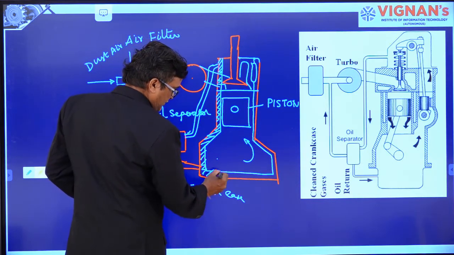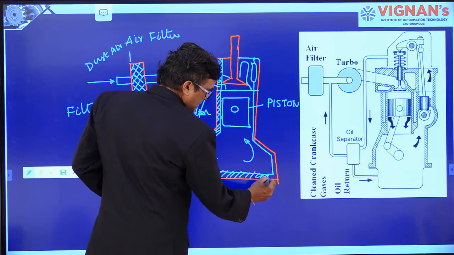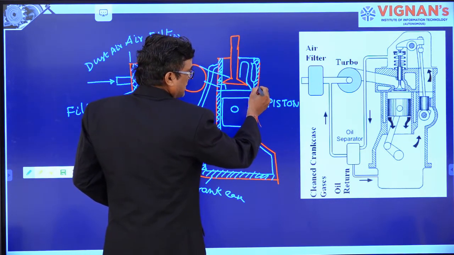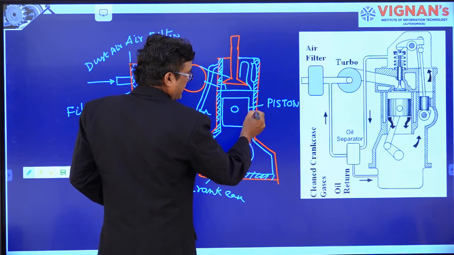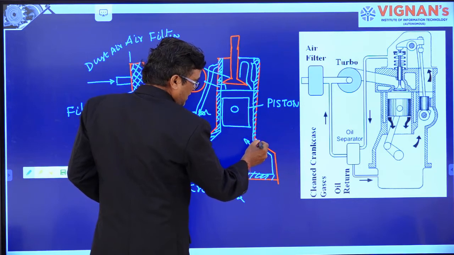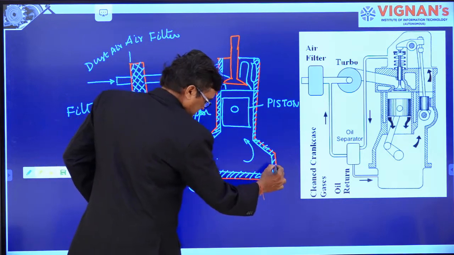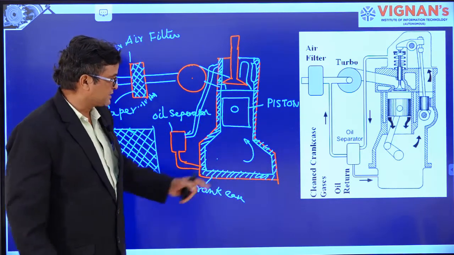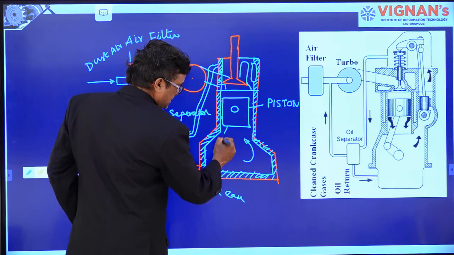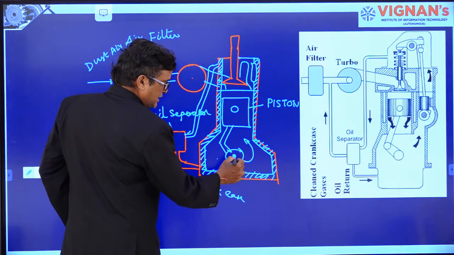This is a cut section of the engine to show the parts inside the engine. Inside the engine cylinder, we have the piston, piston pin, connecting rod, and crankshaft, and the crankshaft is fixed in the crankcase. This is the crankcase. The piston's energy is connected to the crankshaft here, and this is the crankshaft.